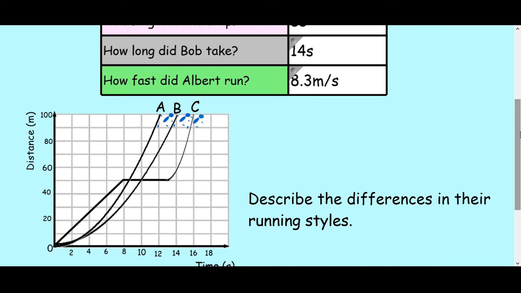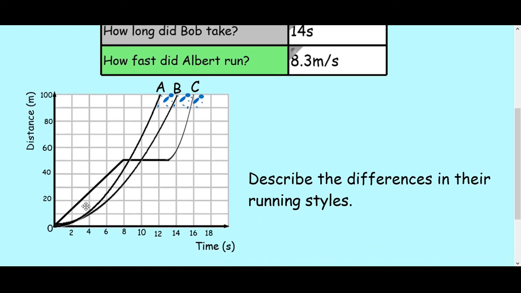Okay, right. Describe the differences in their running styles. I suppose A's running really fast, flat out, so is B. Charlie's having a wee rest in the middle. It's a strange running style for 100 metres.